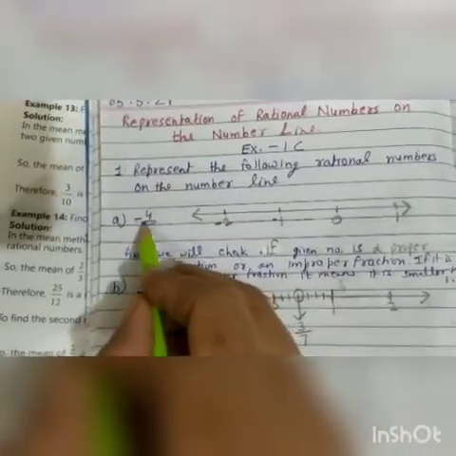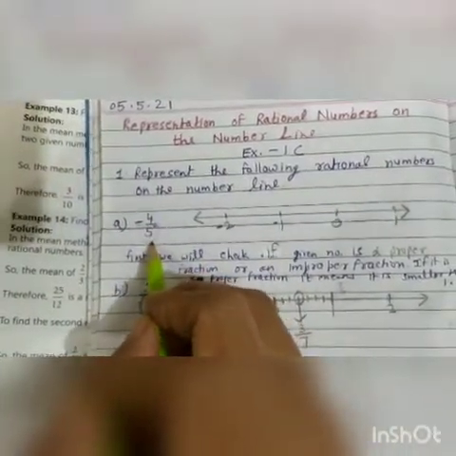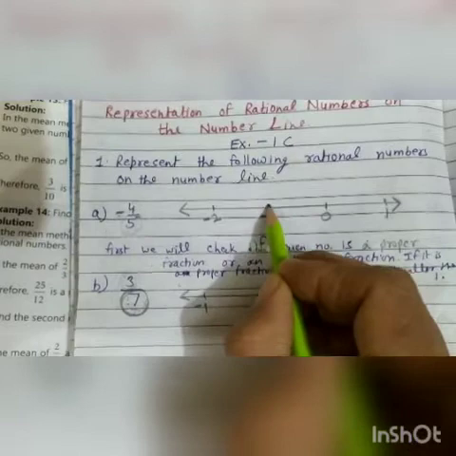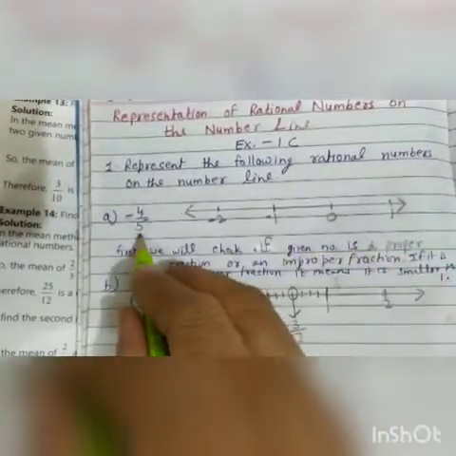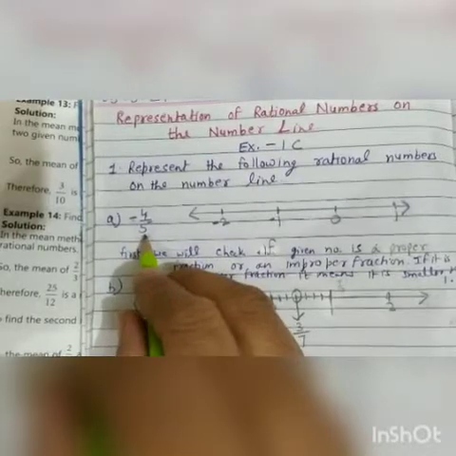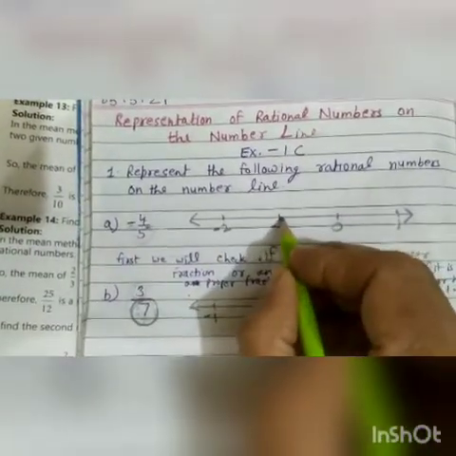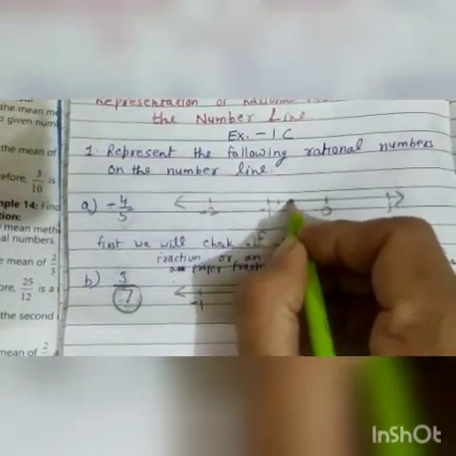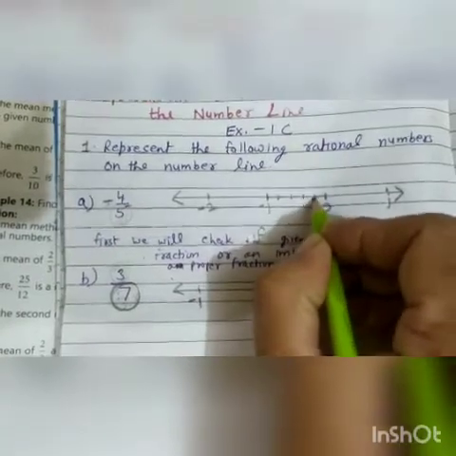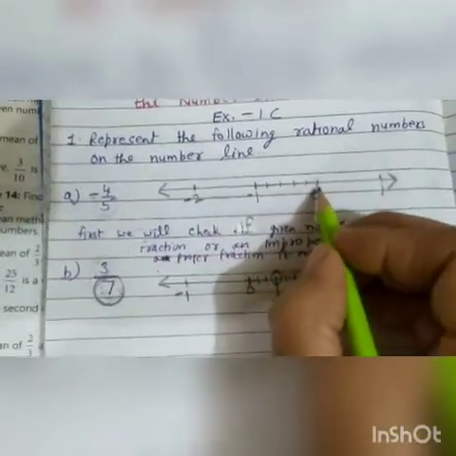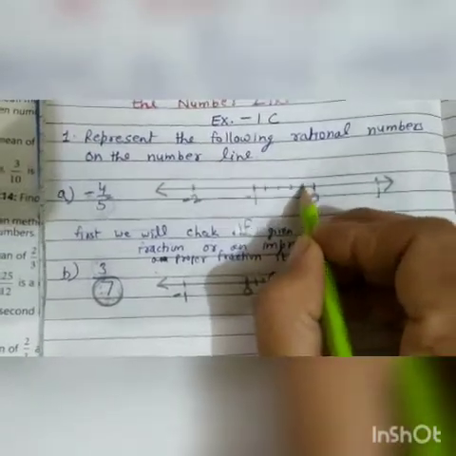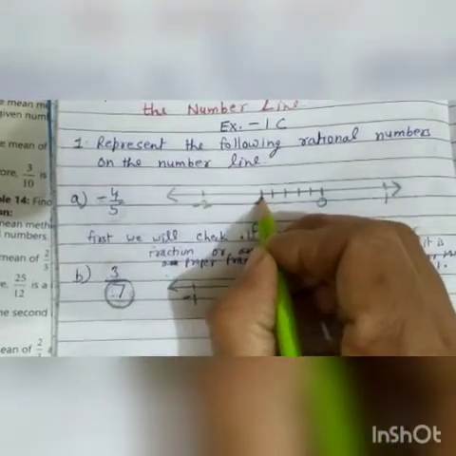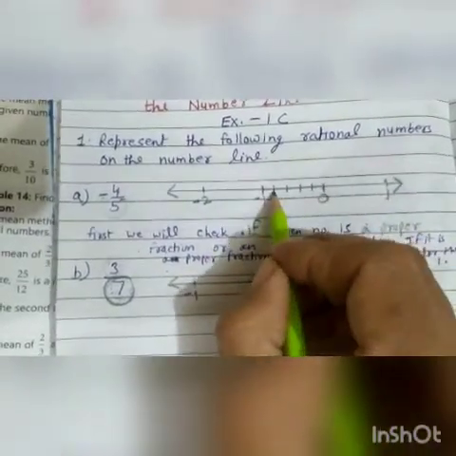Now here the denominator is 5. What is the denominator? 5. This time we will divide this distance from 0 to minus 1 into 5 divisions because this time the denominator is 5. See here, 1, 2, 3, 4, 5. See, now we will count from this side. This is 0, this is 1, this is 2, 3, 4, 5. We have divided this distance into 5 divisions.